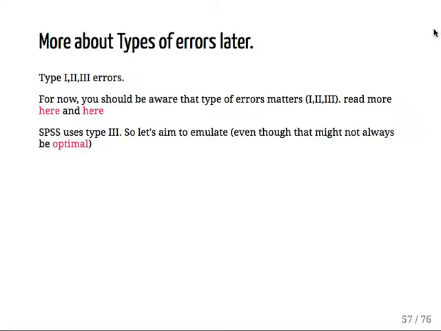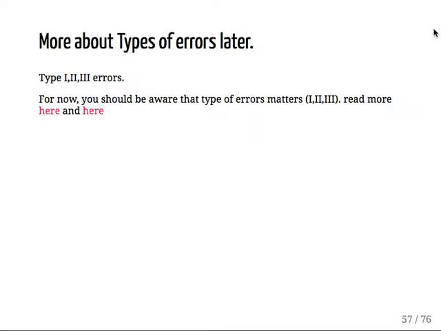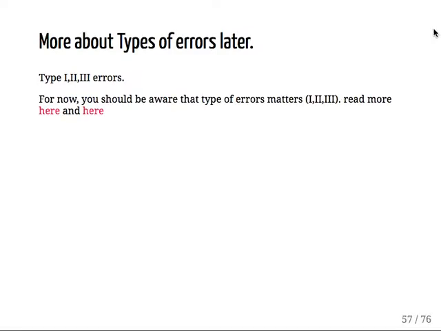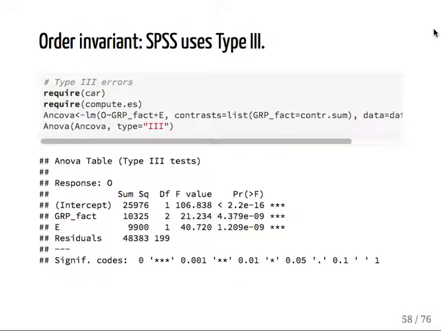SPSS uses type 3, and so we can try and emulate that. I'll leave it for you to say whether that's always optimal, but that's the default from SPSS. So if you're a supervisor that wants SPSS style results, as soon as you start putting in things, you have to care about type 1, type 2, and type 3. Everybody with me so far? And it's basically to deal with the order.